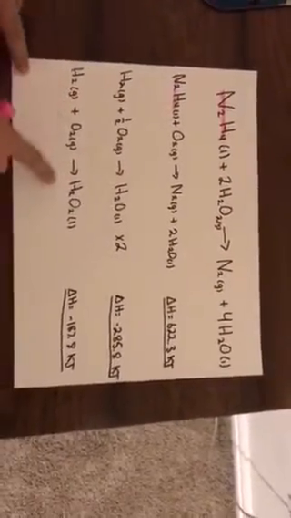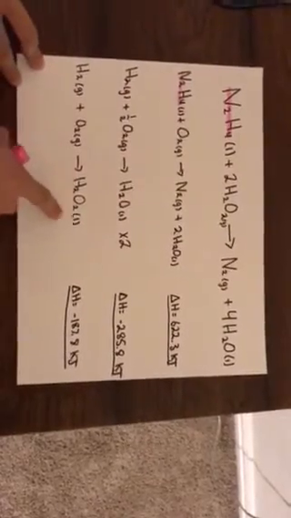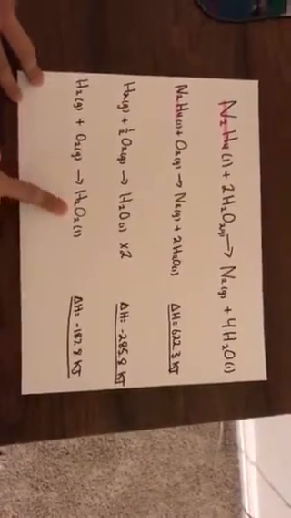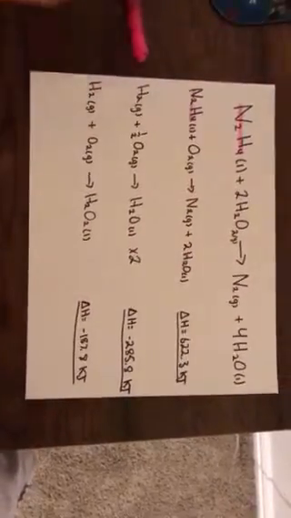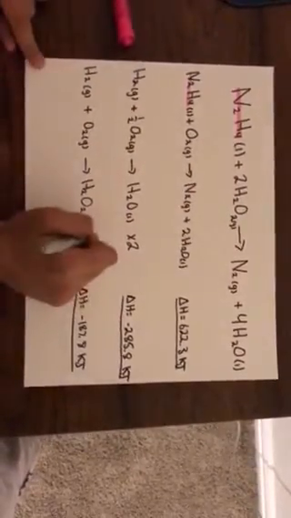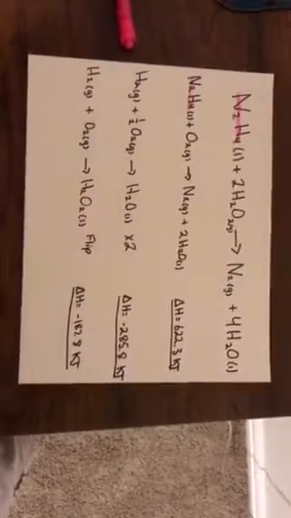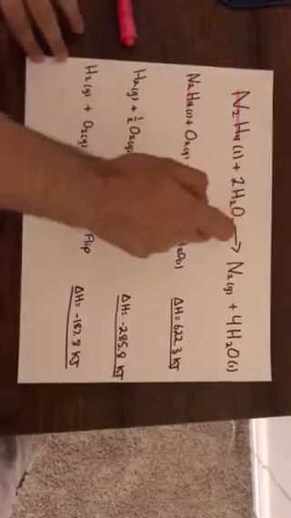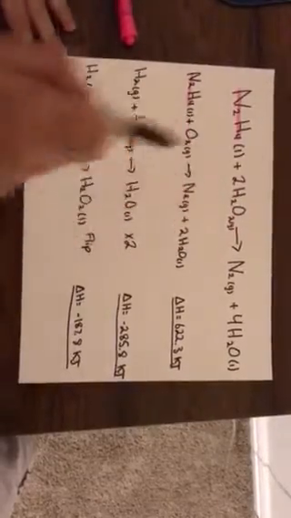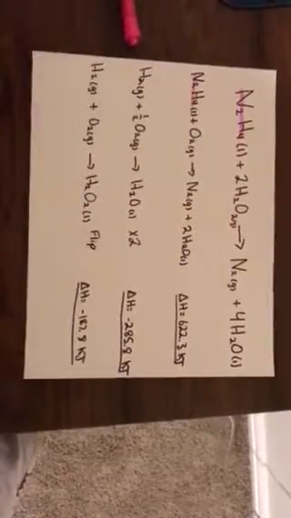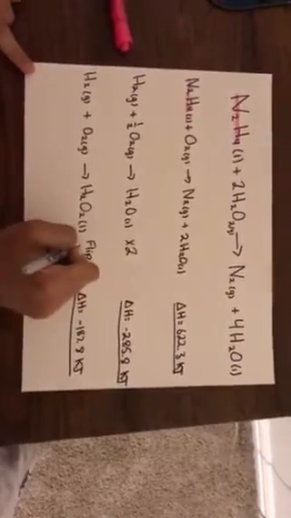For the third equation, H2O2 is in the product. However, the H2O2 here is in the reactant. So the first thing we need to do is flip it. Then, since there are two H2O2s, we have to multiply this equation by 2.